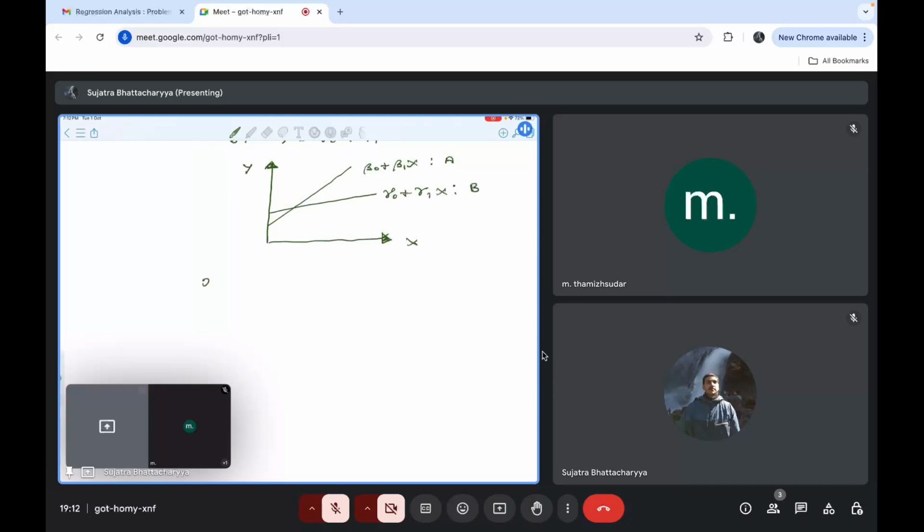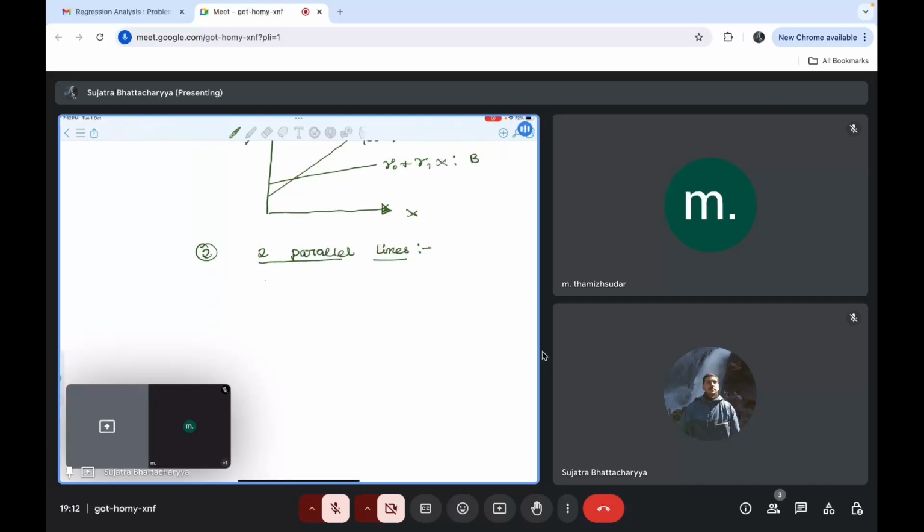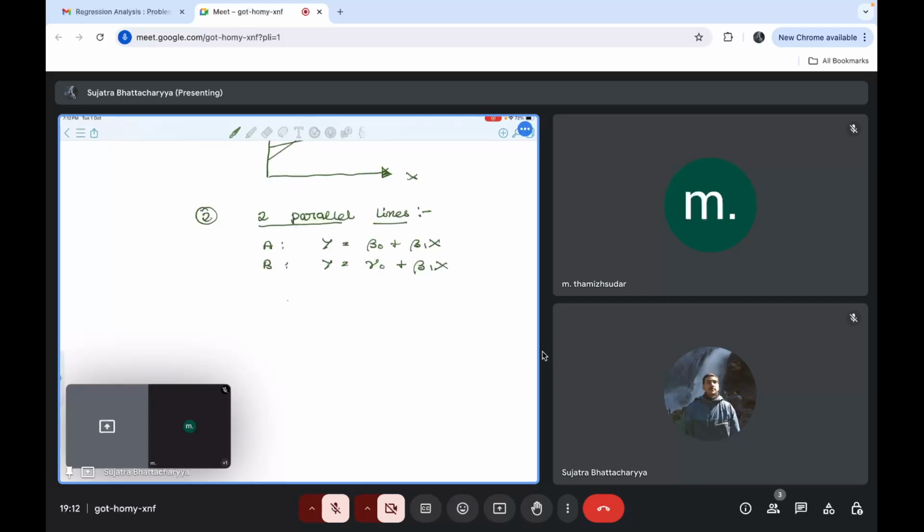Let's see the second case where you have two parallel lines. We have seen this case. In the earlier cases, whatever we have done, we have used two parallel lines where slopes are same. So what will be for the two parallel lines? For A set, you have y is equal to beta naught plus beta 1x. For B set, you have y is equal to gamma naught plus beta 1x. Slopes are same, you can clearly see, but the intercepts are different. So how this will look like?